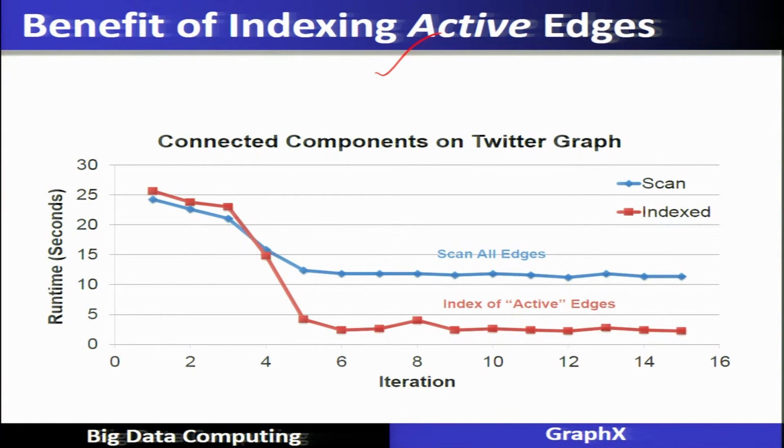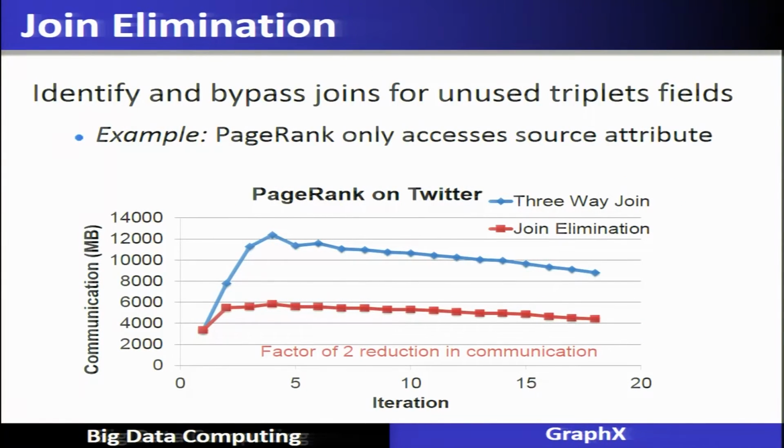So the indexing of active edges in turn will reduce the runtime, and why? Because the runtime will be reduced as all the data is available in memory, and it can be executed efficiently, and the effect is shown here in this particular graph. The runtime and the execution time are heavily reduced, because the index of active edges is handled automatically internally, hence the time is reduced.